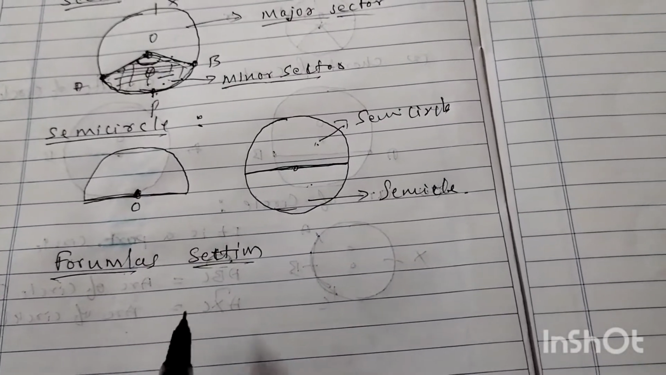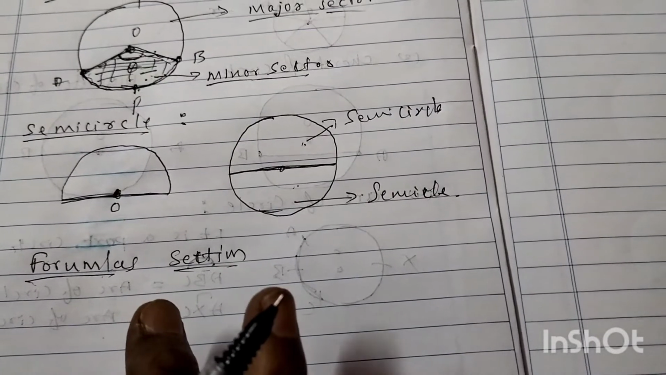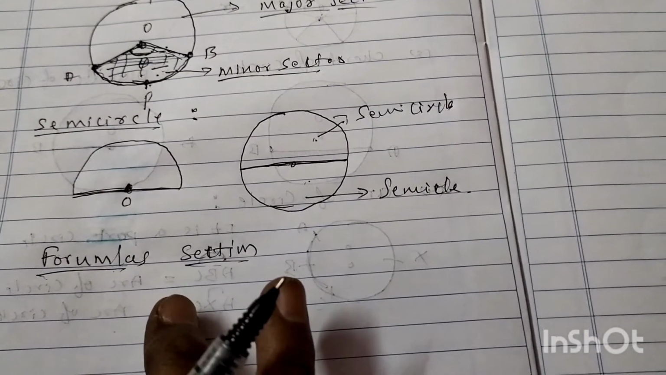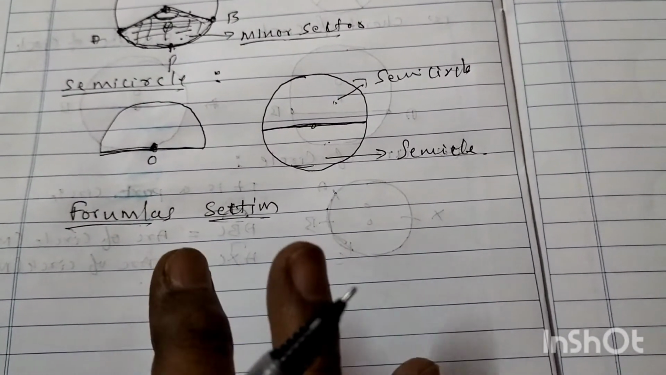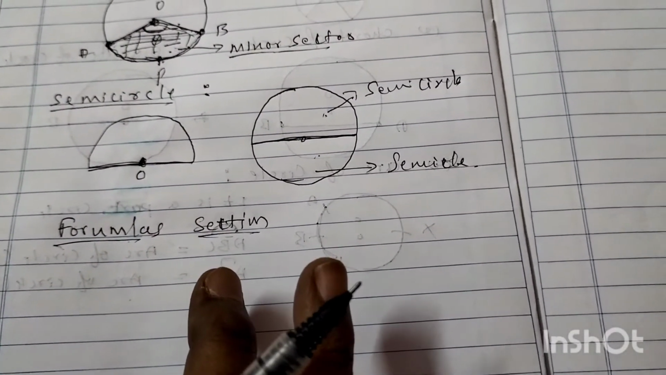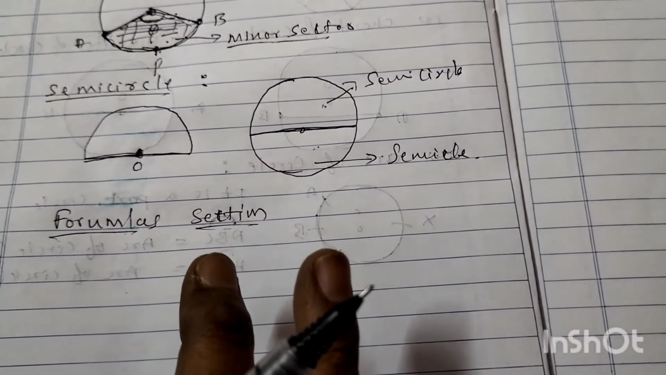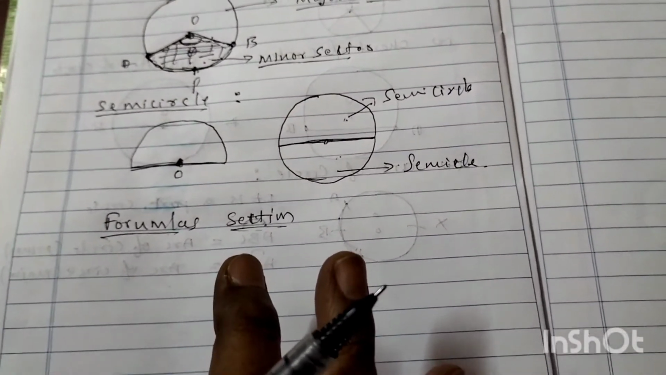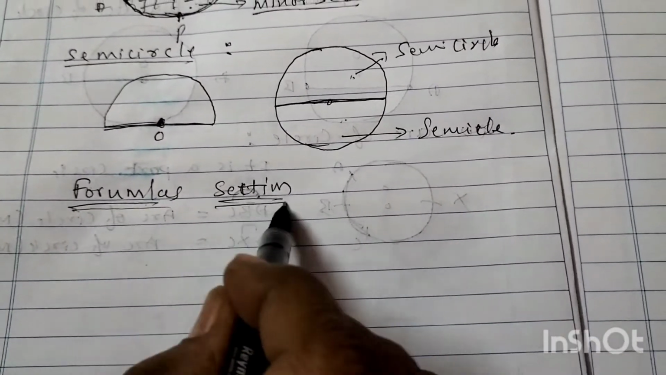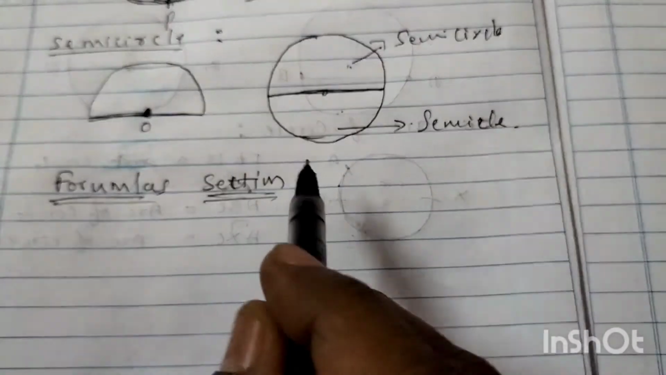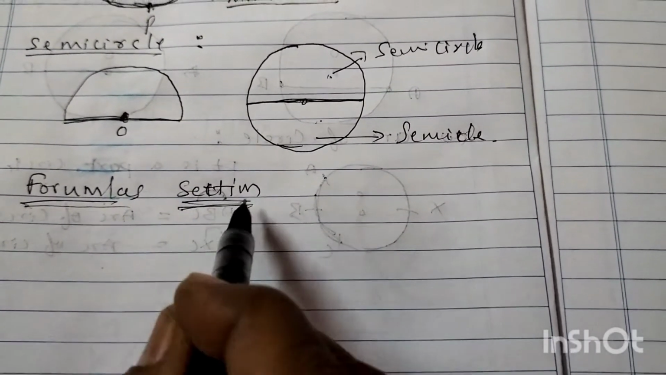So in this chapter, the most important part is the formula. Finding the area of minor segment, area of major segment, finding the perimeter of circle, what is the meaning of circumference of the circle, and area of sector, minor sector, major sector, and some area of shaded region. Without thoroughly understanding the formula, we can't solve the further problems. Let's start the formula section of this chapter.